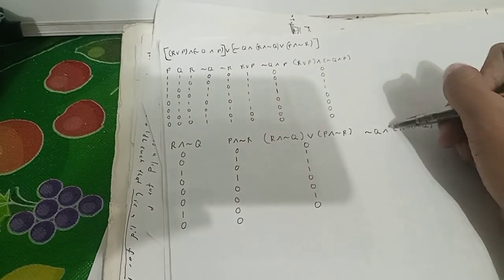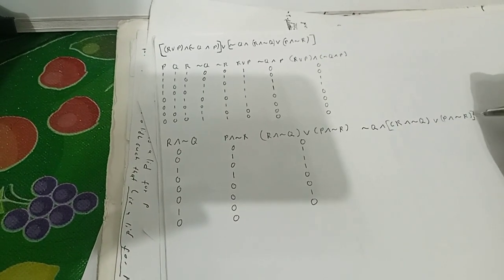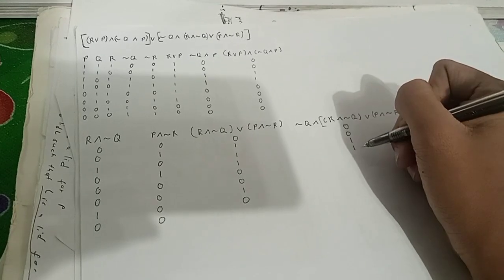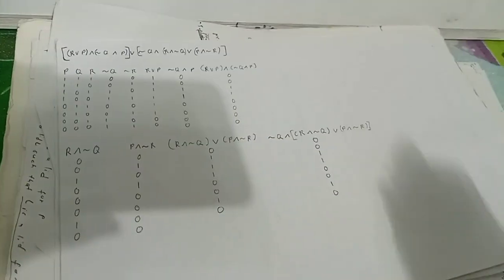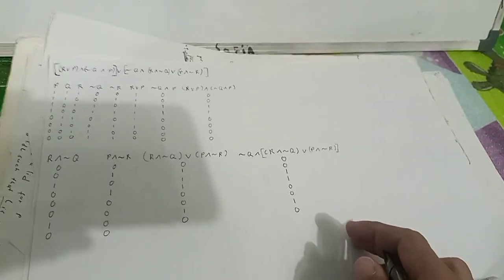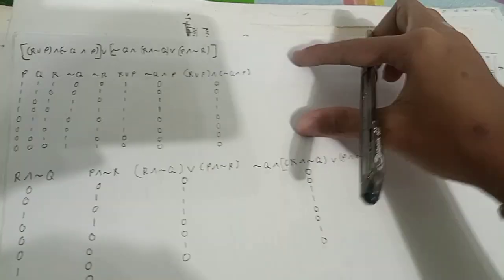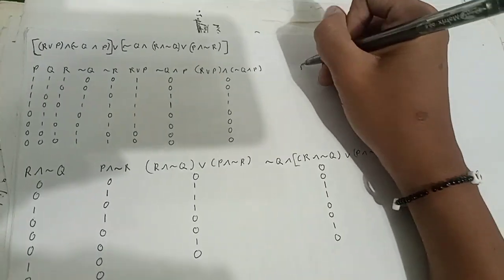So we already answered this. We will only compare this to negation of Q and this. So the 0, 0, 0, 1, 0, 1, 1, 1, 1, 0, 0, 1, 1, 0. So for the last part, we will complete this one. Their sign, let's rewrite it first. I will continue this here because it has a larger space.